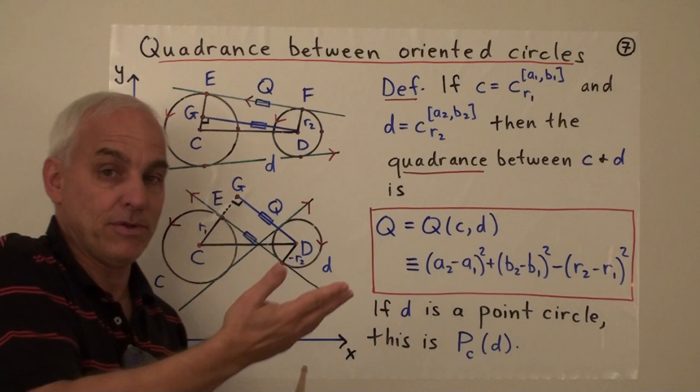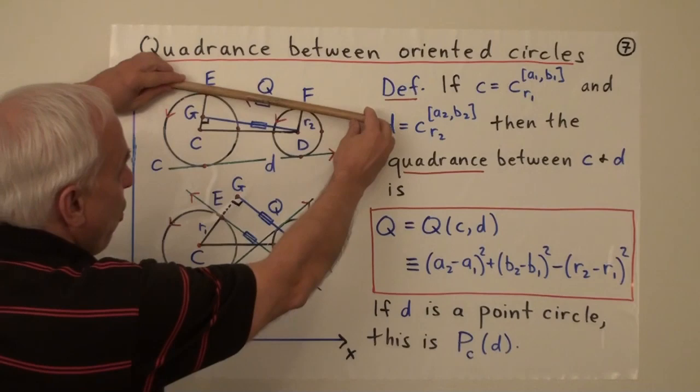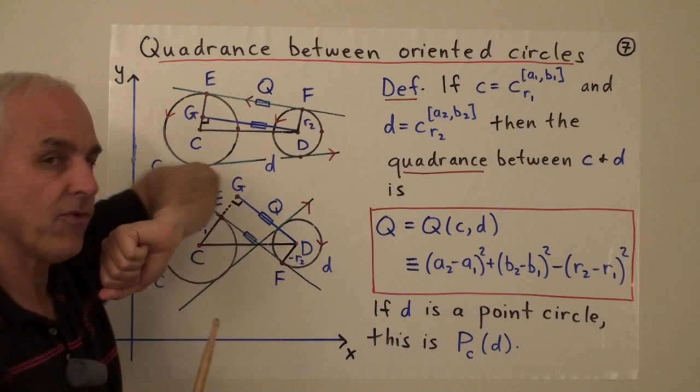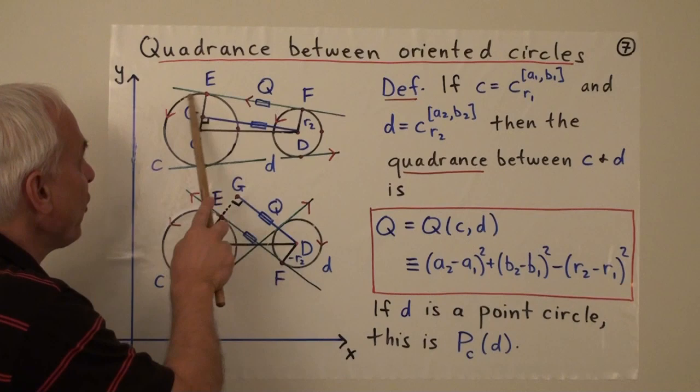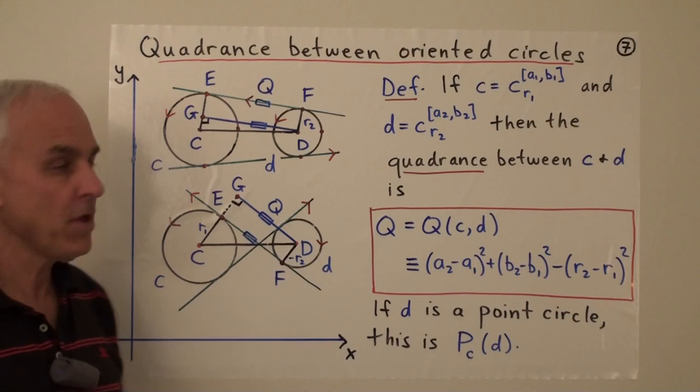If we give this tangent line that particular orientation, it's going in that direction, then the orientation of this tangent agrees with the orientation of both of the circles that it's touching. So near this point of tangency here, both the circle and the line are moving in the same direction. They're in accord. Here also at the point of tangency, the circle and the line are in accord. So we could say that this is a common oriented tangent to the two circles.